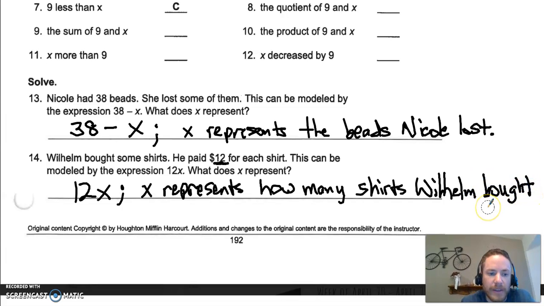Okay, good job. You're done with the first side of this worksheet.